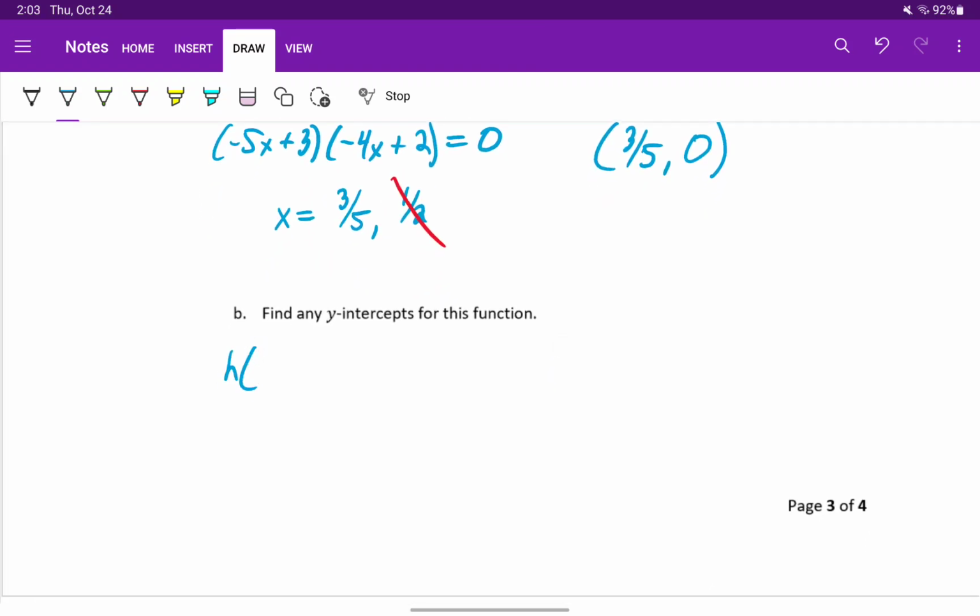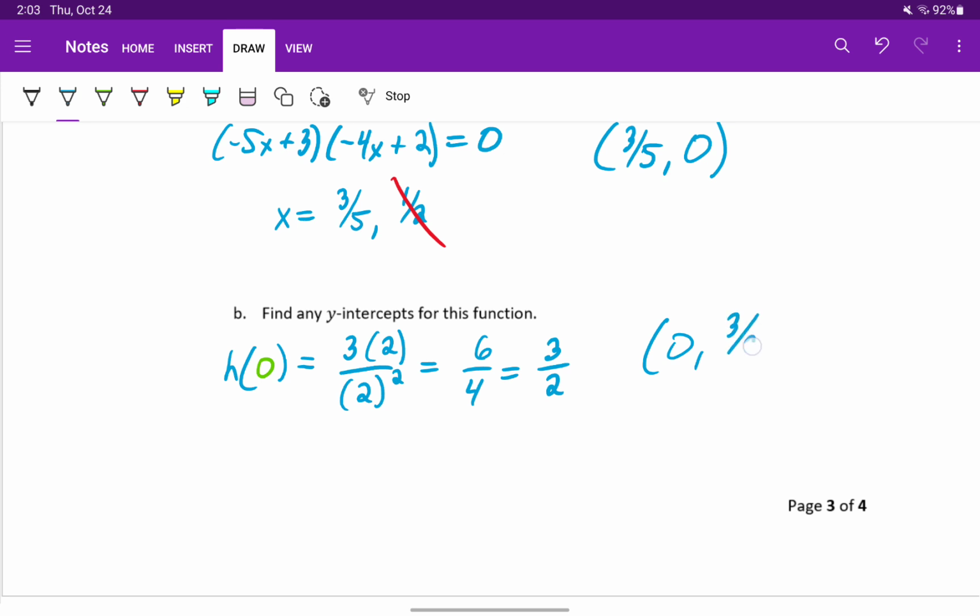To find the y-intercept, we'll evaluate h of 0, which will end up giving us (0 + 3)(0 + 2) all over (0 + 2) squared, or 6 over 4, which will reduce to, not 2, but 3/2. This gives us a y-intercept of (0, 3/2). Since x equals 0 is part of the domain of the function, we retain that as a valid y-intercept.